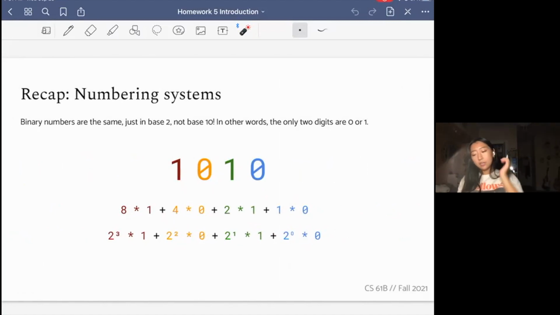And again, if you wanted to translate this binary number into a decimal number, you could just say, oh, well, it's 1 times 0 plus 2 times 1 plus 4 times 0 plus 8 times 1, or 10. And so this binary number is 10.